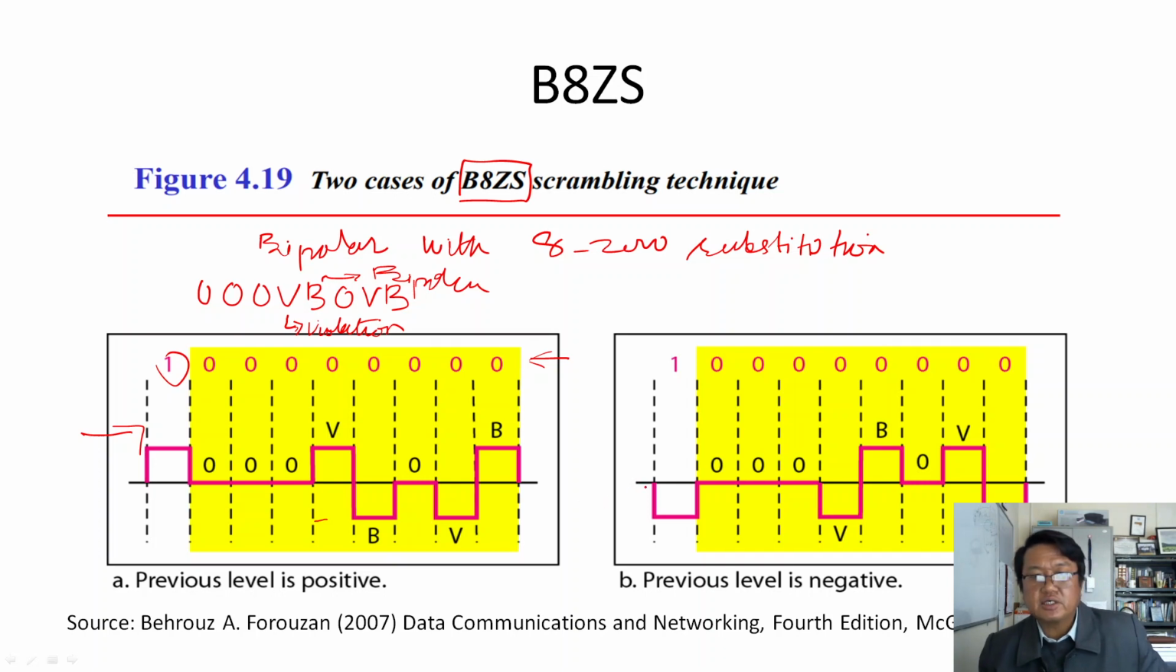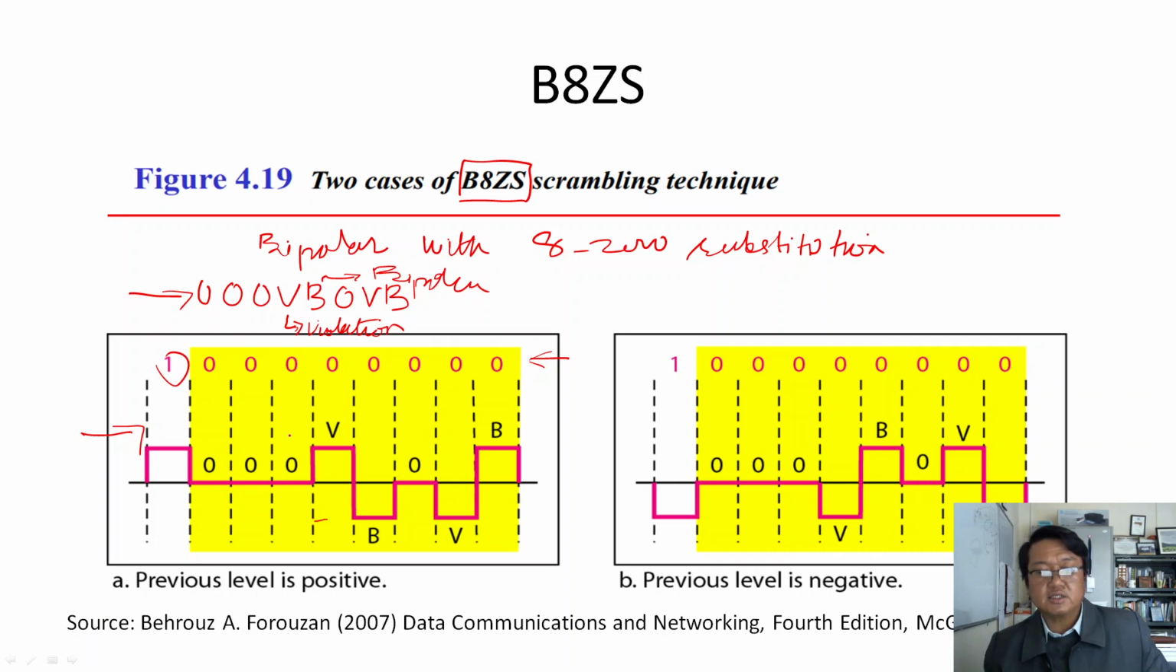Similarly here also, the previous level is negative, so we have a negative voltage. Therefore, if the previous level is negative, then the substitution will be the same. Now if you look at this, the substitution is here: 0, 0, 0, violation, bipolar, 0, violation, bipolar. So the same we are following here, this one is negative, therefore we have 0, 0, then violation.